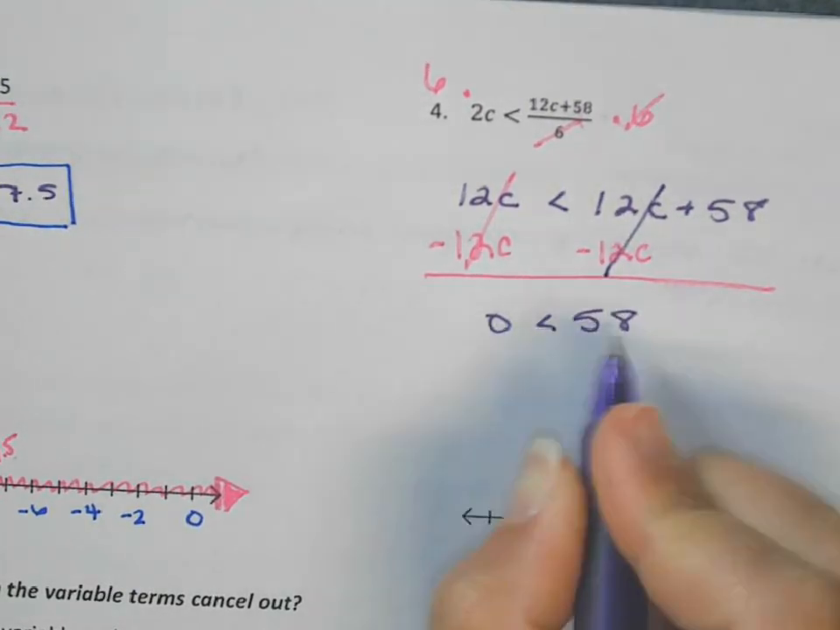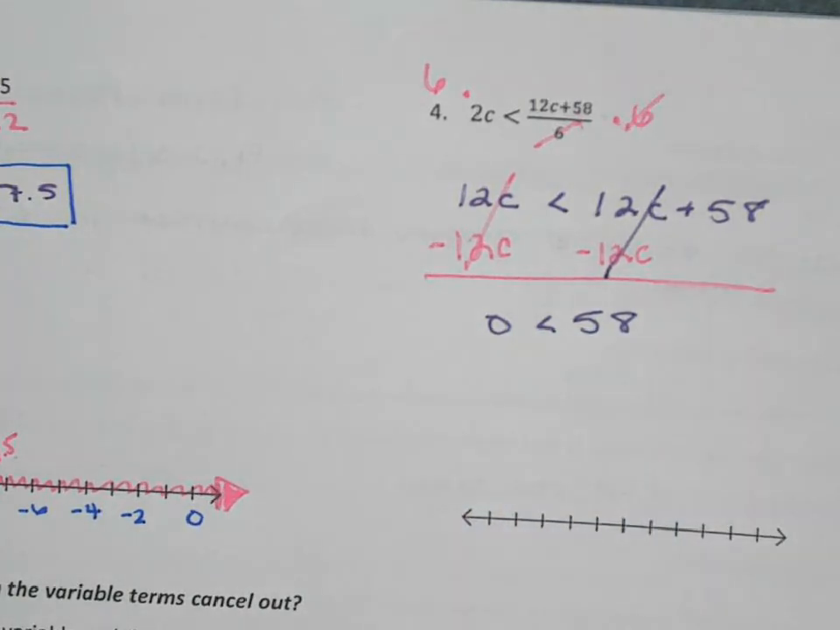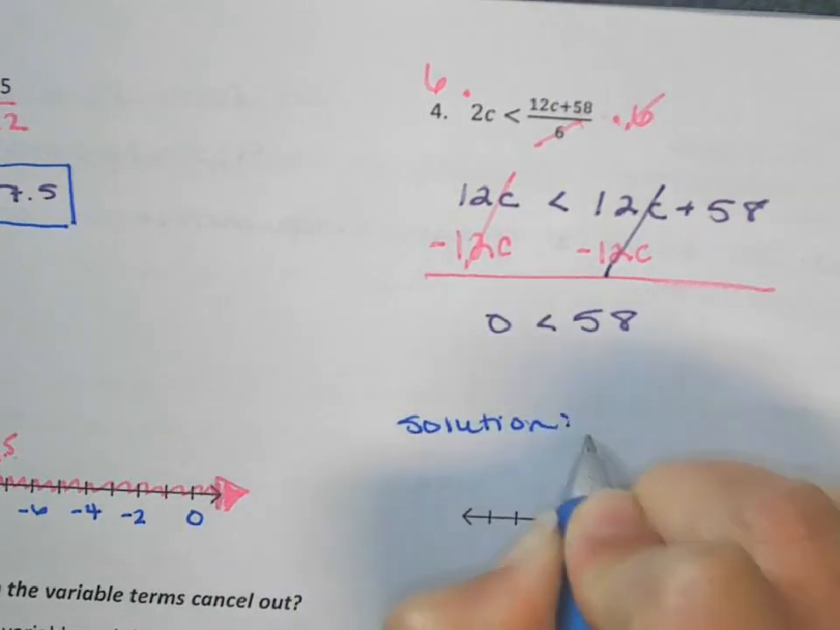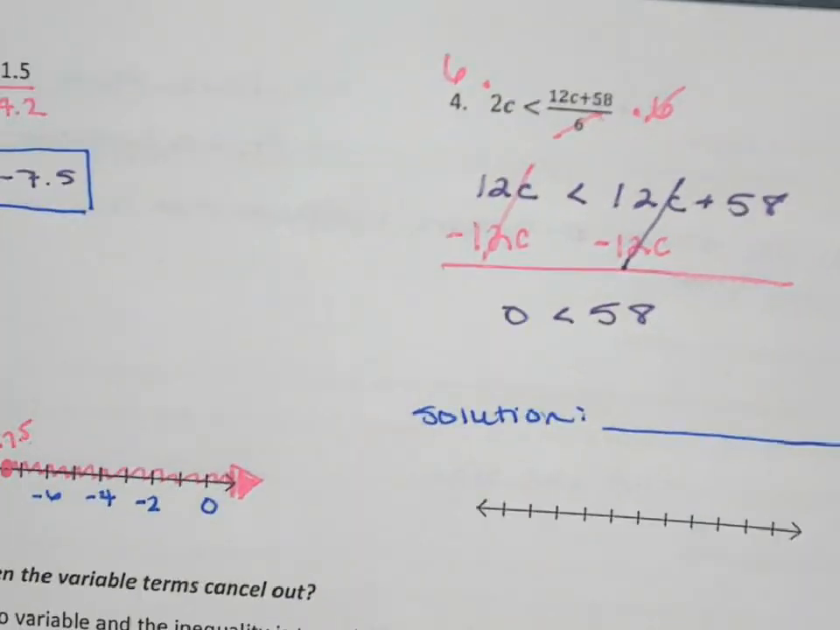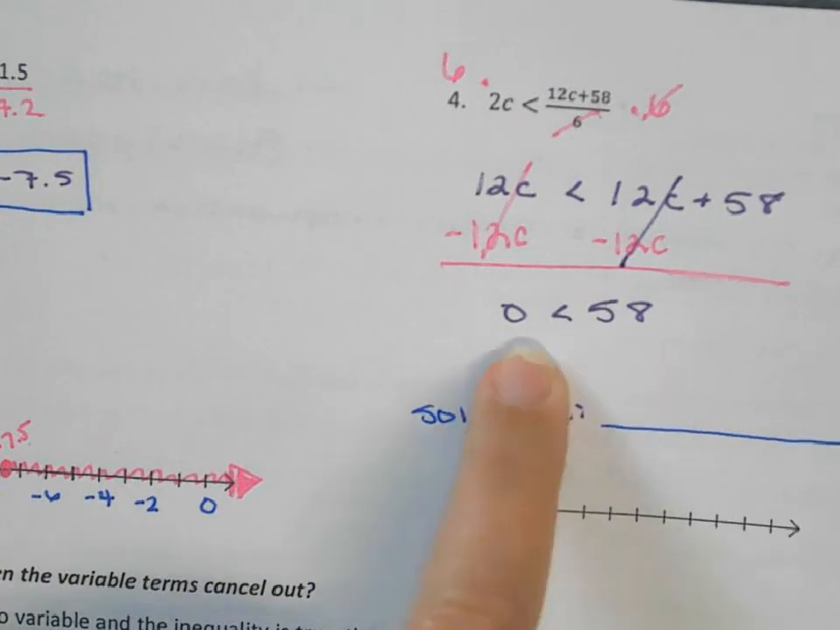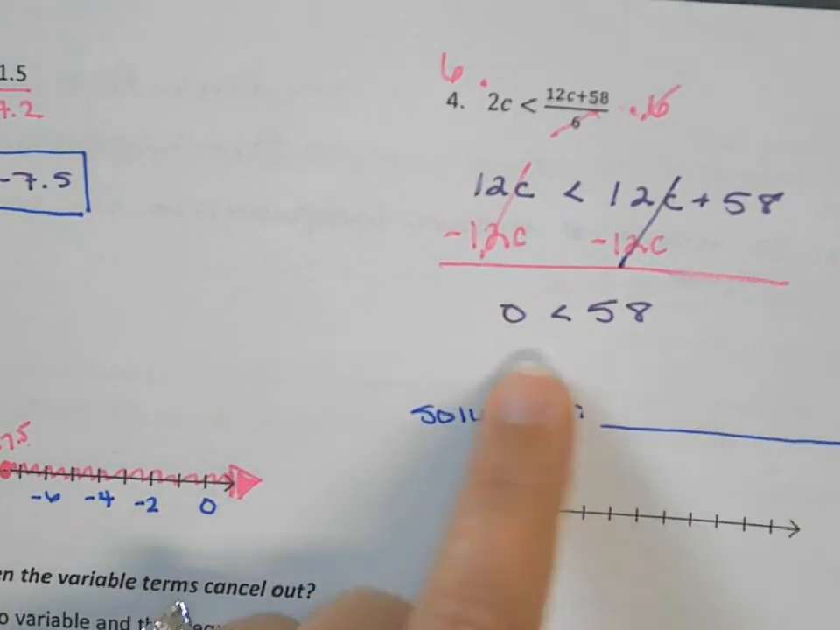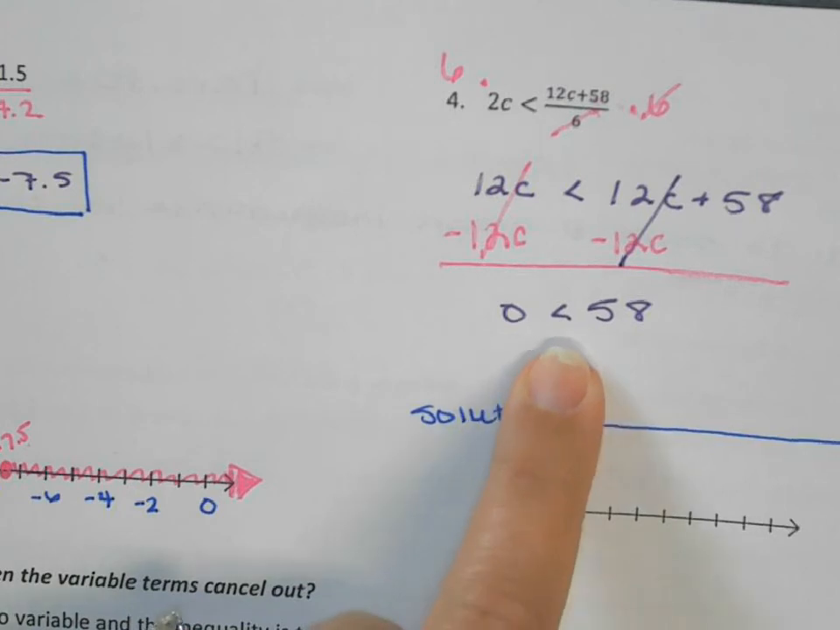Okay? This is not your solution. Some people tend to write that as a solution. So when we have the solution line, they try to write that on the solution line. That is not your solution, though. This is going to be what tells you what your solution is. Because no matter what you plug in for c, you'll get a statement that looks like this. Okay? Is this a true statement? Is 0 less than 58?